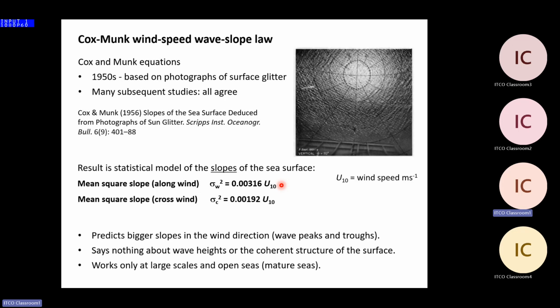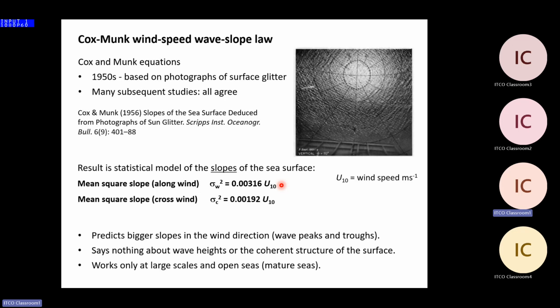Let's call it U10. It's a simple linear relationship, but it has limitations. This is for open ocean conditions with what they call a fully developed sea surface. So the idea is that the wind has been blowing at that speed for a long time over the sea surface, and you have larger waves develop, but you also have these little capillary waves. So it's a whole spectrum of waves, from little millimeter capillary waves to bigger gravity waves that have developed over a long period of time, and possibly from a long way away.